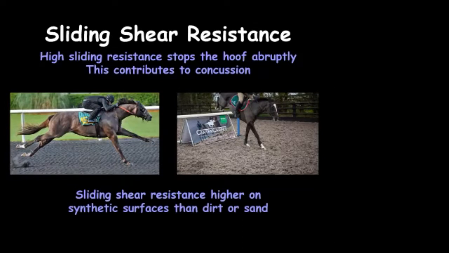Now, if we go to the other extreme and look at sliding shear resistance that's too high, then that stops the hoof very abruptly, and this contributes to the concussive effect. And one of the things that we have to be just a little bit concerned about on our synthetic surfaces, and that's the surfaces that have sand and fibers, and sometimes they have wax in them, those surfaces tend to offer more grip. And more grip means that they stop the hoof more rapidly than if the horse was just working on simple dirt or sand.